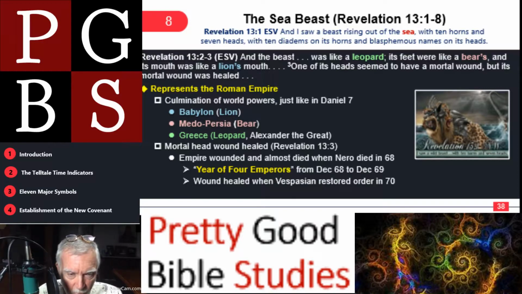We've identified what the sea beast is, and we can now interpret verse 3, which says one of its heads seemed to have a mortal wound, but its mortal wound was healed. What does this refer to? Well, when did the Roman Empire before AD 70 have a mortal wound? It's very easy. You go to the so-called year of 4 emperors. It was actually a little bit more than a year. The Emperor Nero died in 68, he committed suicide. From 68 to December 69, the empire was in total turmoil, civil war. There were 4 generals fighting. The first was Galba, the second was Otho, the third was Vitellius, I think his name was, and the last was Vespasian.